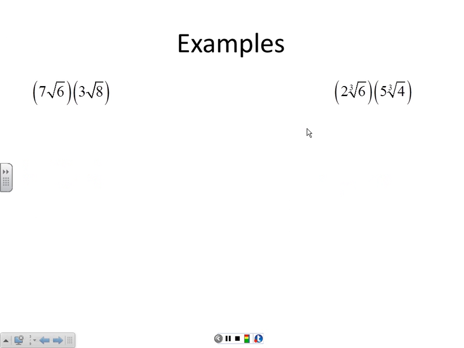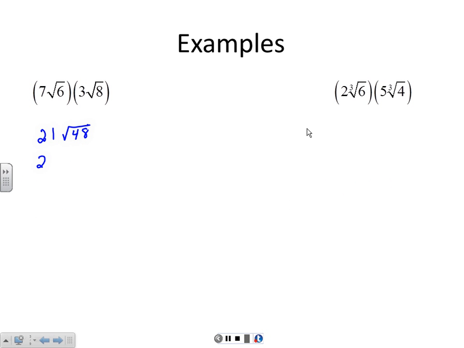Alright, looking here, you have 7 times 3, which is going to be 21. And the square root of 6 times the square root of 8 is the square root of 48. And then we have to think of a perfect square that'll go into 48, and there are a couple, but I want to use the biggest one. So I think 48 divided by 16, yeah, 16 is 3.